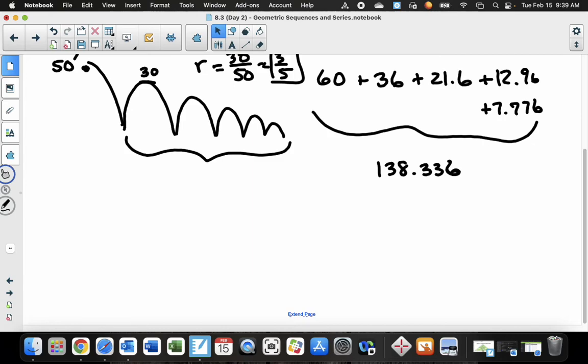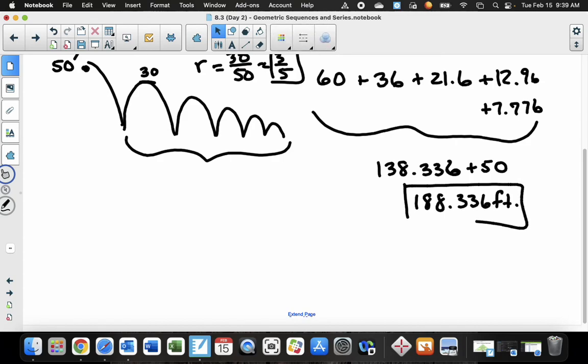And then, like I said, I told you we were going to come back. Don't forget the 50 feet that you dropped it from. You got to add that back in at the end. The pattern is here, but then if we add the 50 back in, you get a total distance traveled of 188.336 feet. There is the total distance that the ball traveled. This is the actual starting from here. That's all of the bounces. But you got to add the 50 feet that it was dropped from as well.